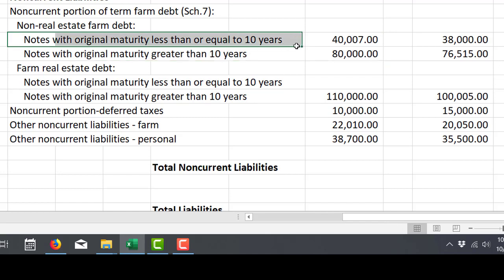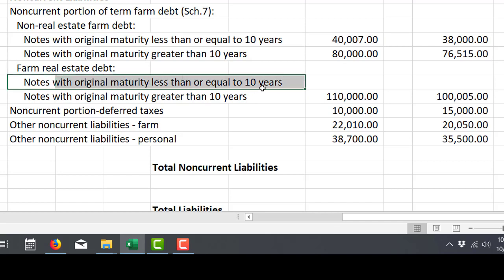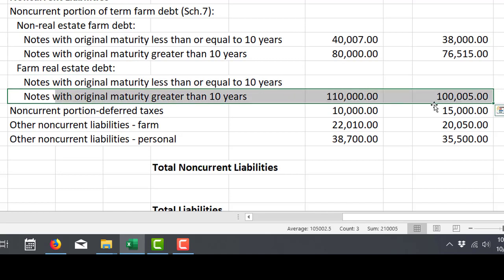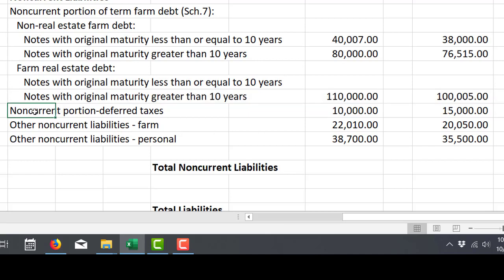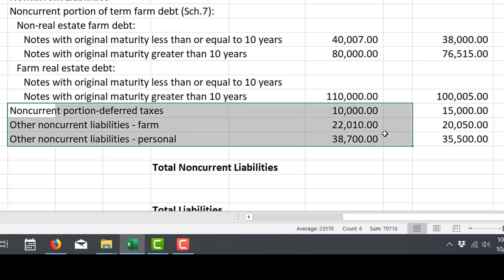So this less than 10 years might be the debt on your pickup truck. The more than 10 years is probably going to be the debt on something like a building that you may have built. Likewise with real estate, they don't have any real estate that's less than 10 years of maturity time. It's all greater than 10 years. So these are things like the mortgages you took out on the home and the money you borrowed in order to buy the farmland. There's a non-current portion of deferred taxes, and then non-current liabilities, both farm and personal.